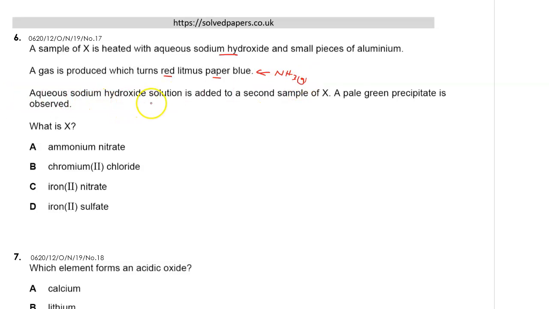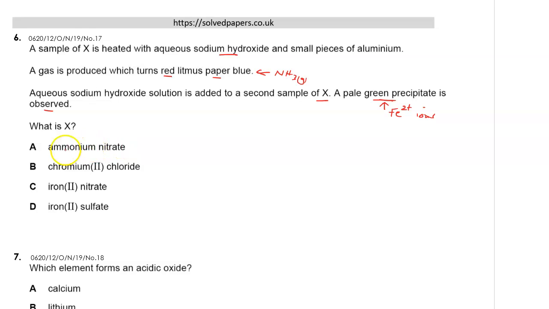Now, aqueous sodium hydroxide solution is added to a second sample of X. A pale green precipitate is observed. And of course, from our chemical analysis, we know that a green precipitate is due to iron(II) ions.